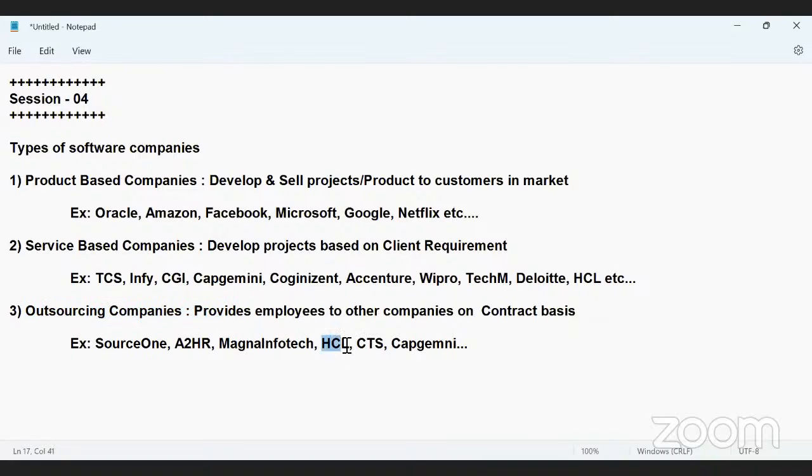HCL will select you. They will conduct an interview. HCL will recruit you. When there is a requirement for Microsoft, they will take employees from HCL for 6 months. HCL will give employees to Microsoft on contract basis. So this is outsourcing. Nowadays, most of the companies are doing this outsourcing business. They are selling their employees to other companies on contract basis.